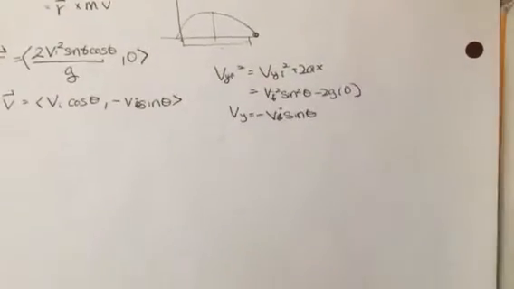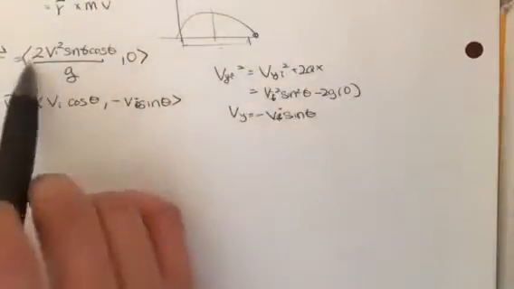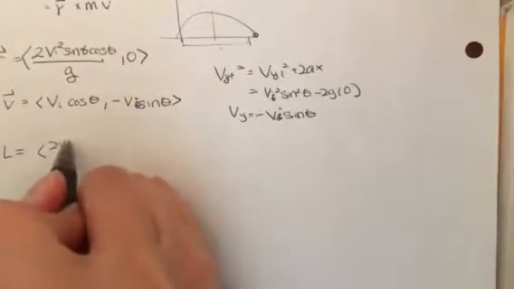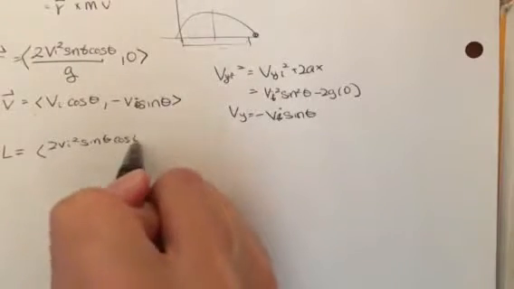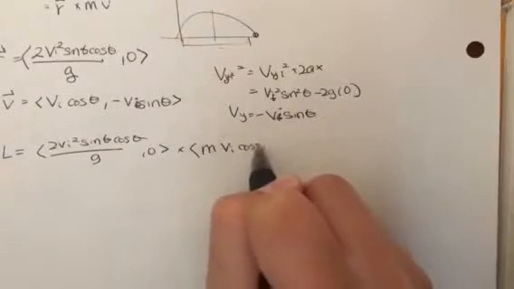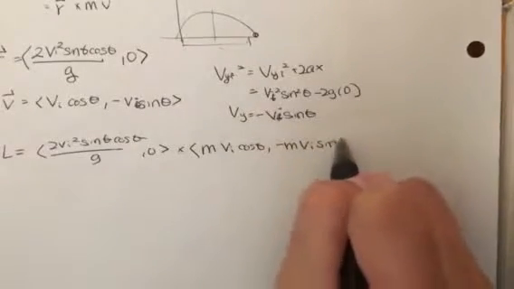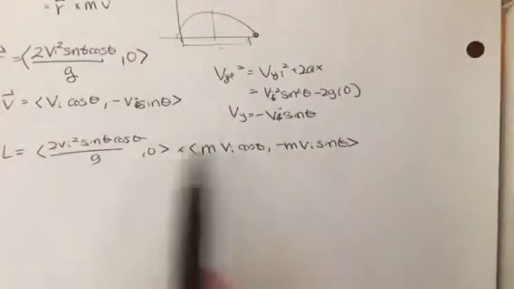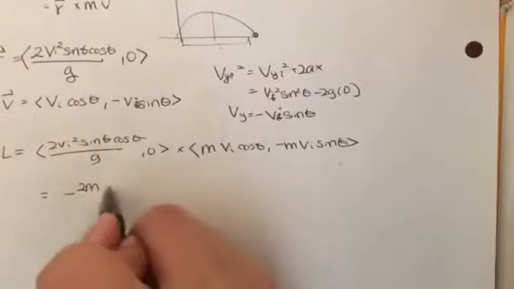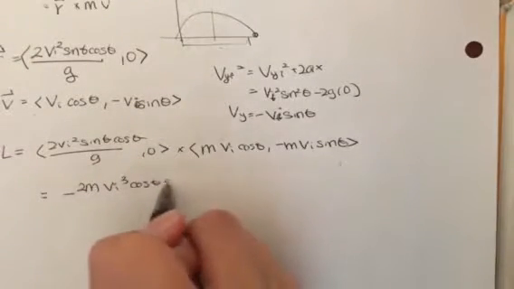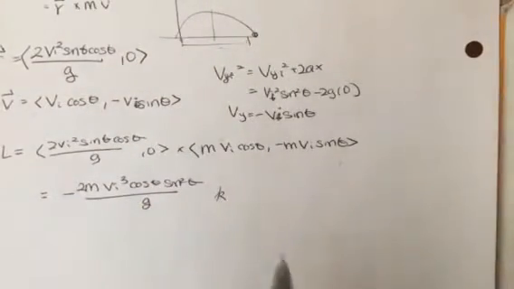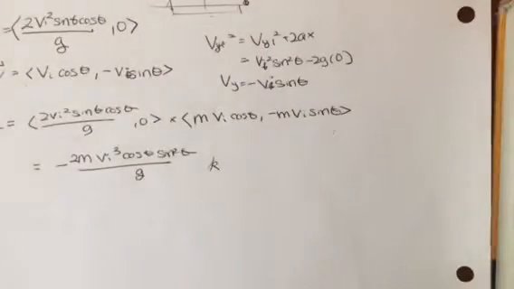When this is done, you multiply these two with m, of course, and you get vi squared sine theta cosine theta over g, comma 0, cross m vi cosine theta, comma negative m vi sine theta. If you find the cross product, this minus this, you will be stuck with negative 2m vi cubed cosine theta sine squared theta over g. Oh, and the direction is k for both B and C. Okay, and that's your answer.